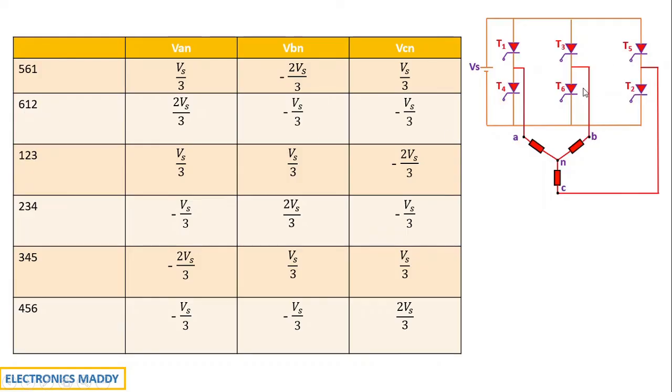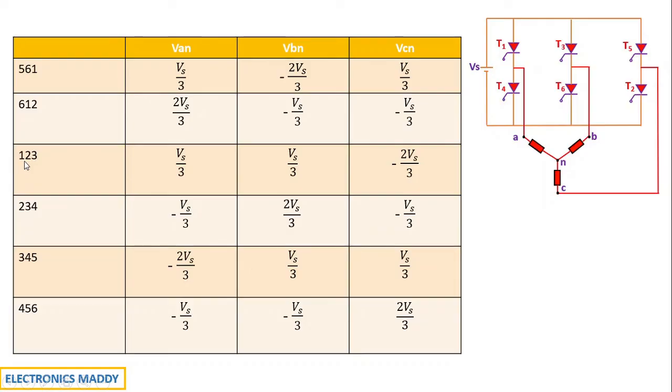Now in the circuit diagram, 6 is conducting, 1 is conducting, and 2 is conducting. If you carefully observe, 6 and 2 are connected to the same terminal of the battery, that is B and C, isn't it? So B and C voltage should be Vs by 3, but they are connected to the negative terminal of the battery, and that is why it is minus Vs by 3. Whereas A alone, with respect to A phase, 1 is conducting. So it is connected to the positive terminal of the battery through 1. As a result, the voltage is 2 Vs by 3. I hope this concept is clear.